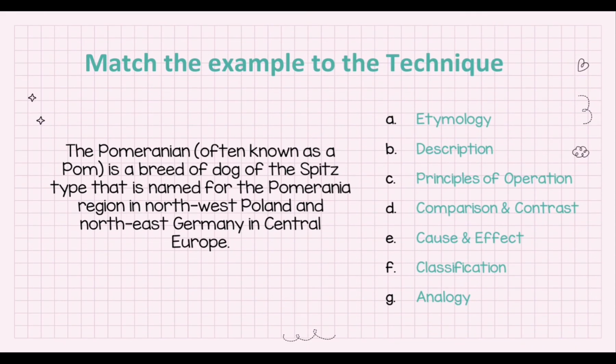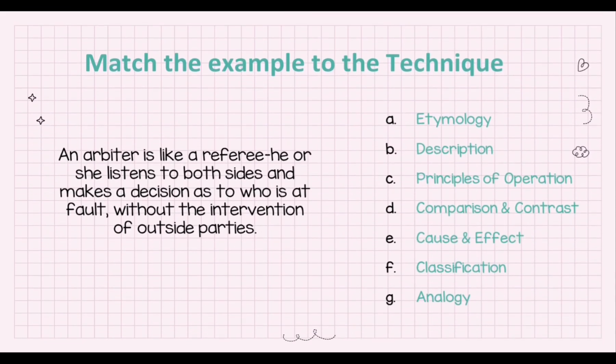How about this one? The Pomeranian, often known as a Pom, is a breed of dog of the Spitz type that is named for the Pomerania region in northwest Poland and northeast Germany in Central Europe. This is classification, since it says that the Pomeranian is a breed of dog. An arbiter is like a referee. He or she listens to both sides and makes a decision as to who is at fault without the intervention of outside parties. This is actually analogy, since it's comparing a vague term arbiter to a common term referee in order for you to understand what it means.